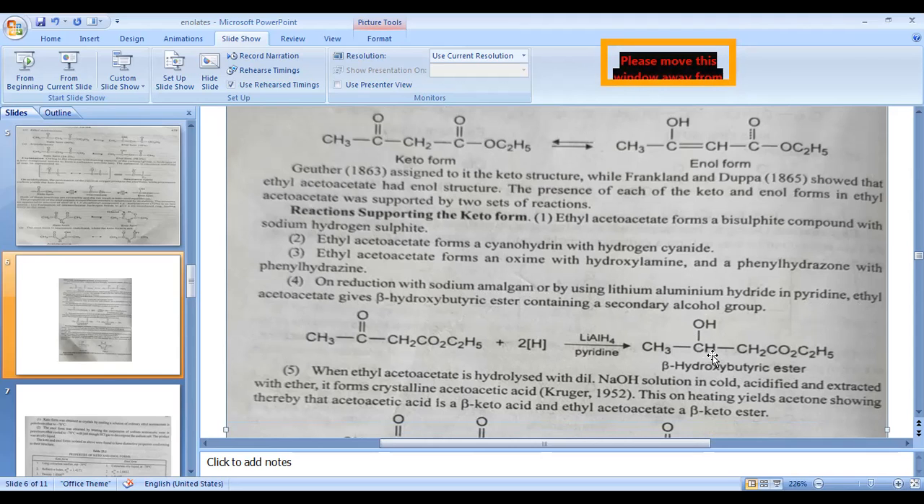Okay, this is the beta hydroxy group, this is a functional group. This is the alpha carbon atom, this is the beta carbon atom. So this is beta hydroxy butyric ester.